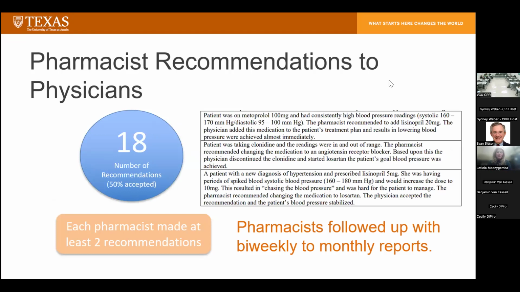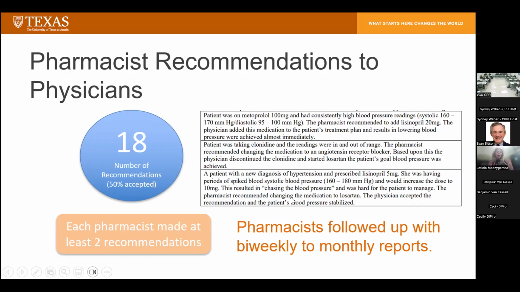Overall, across these patients, there were 18 recommendations to physicians for changes to medication regimens. Each pharmacist made at least 2 recommendations. Here are some examples. And 50% of the recommendations were accepted. And some of them, they didn't accept the actual recommendation, but they still made a change.